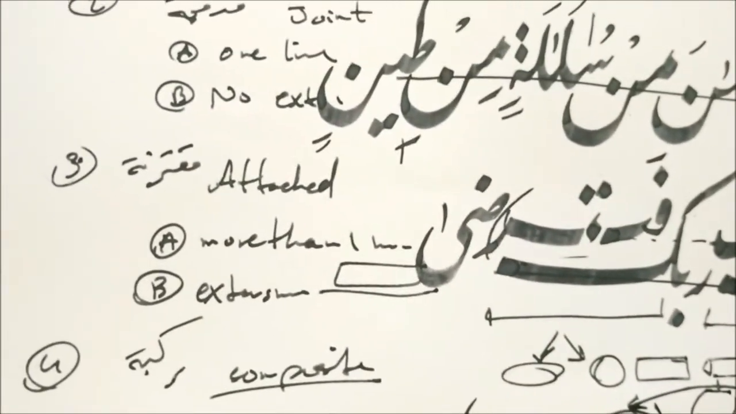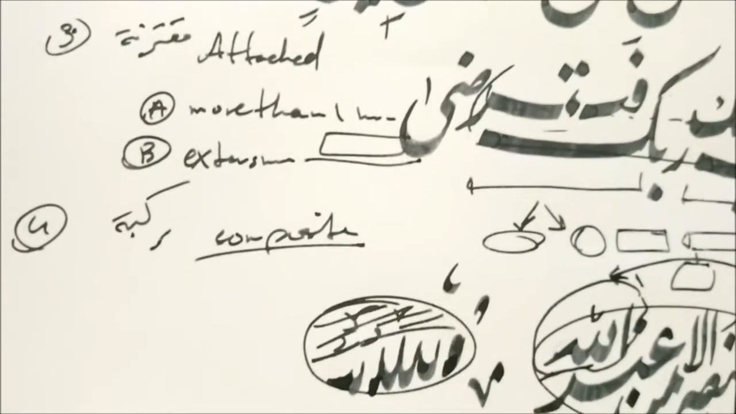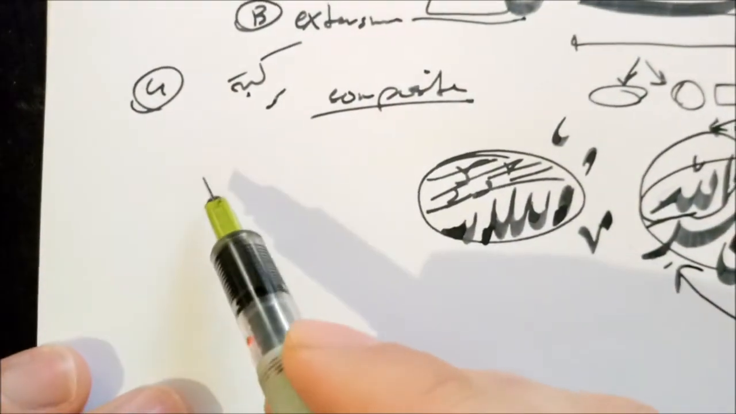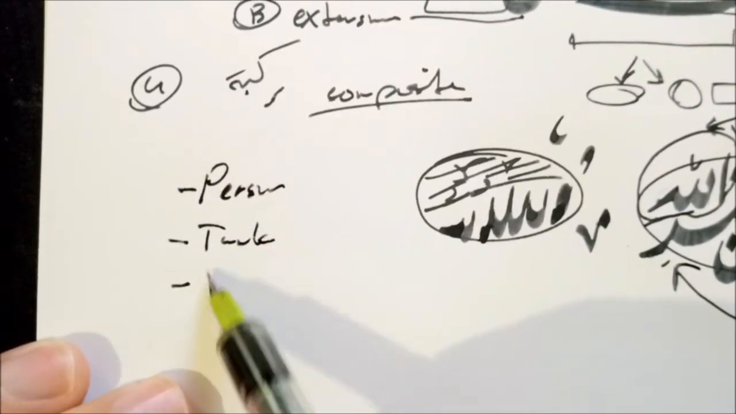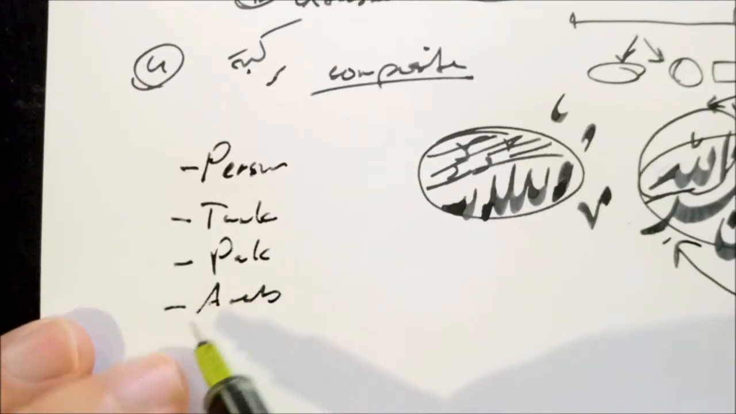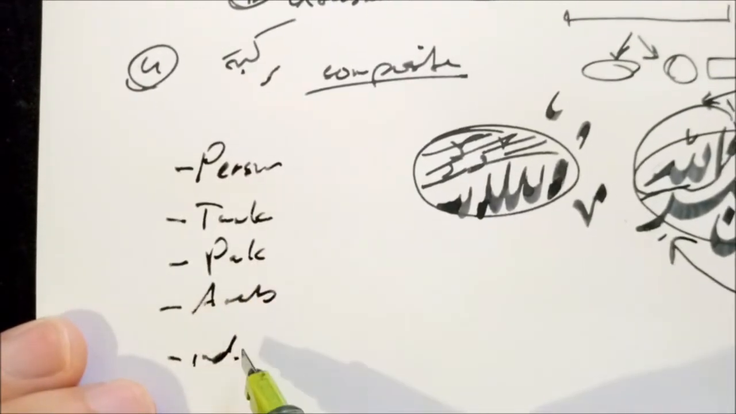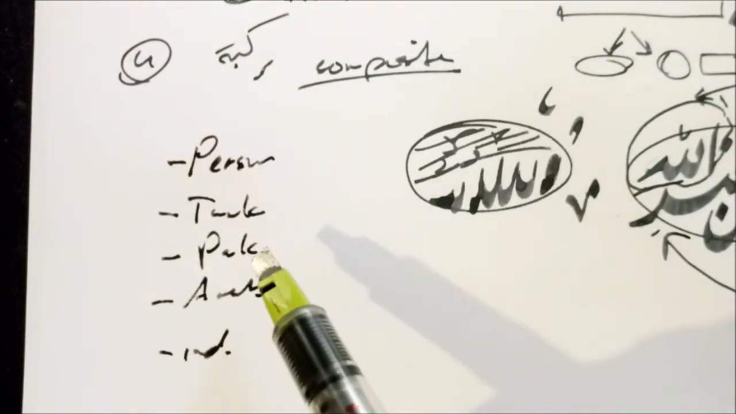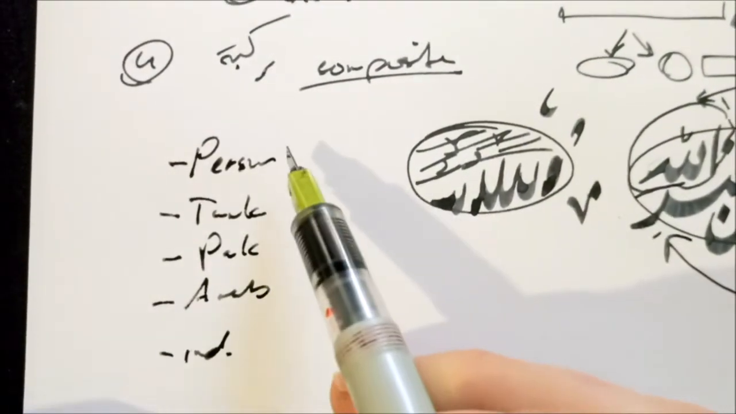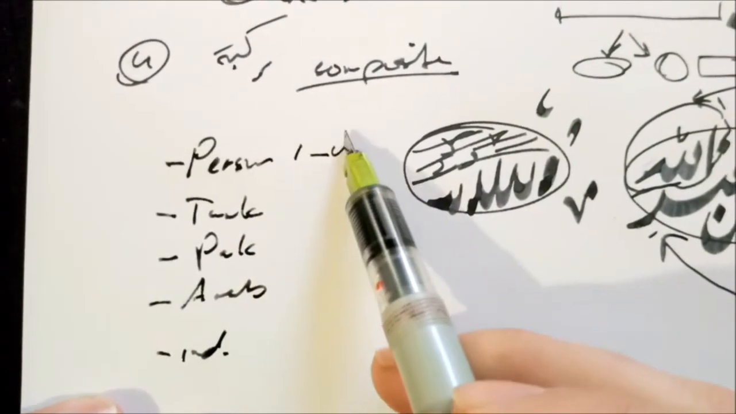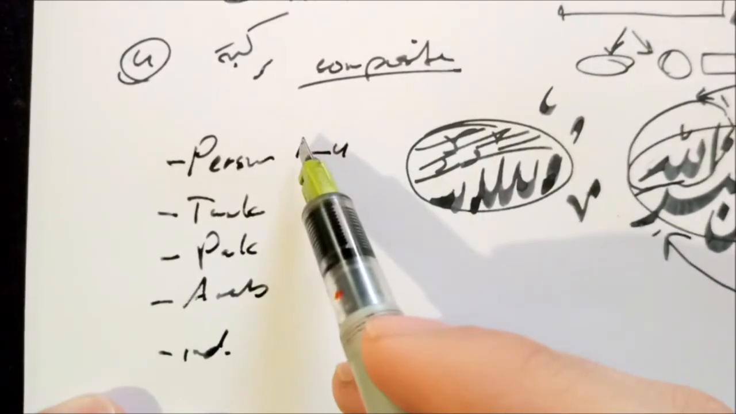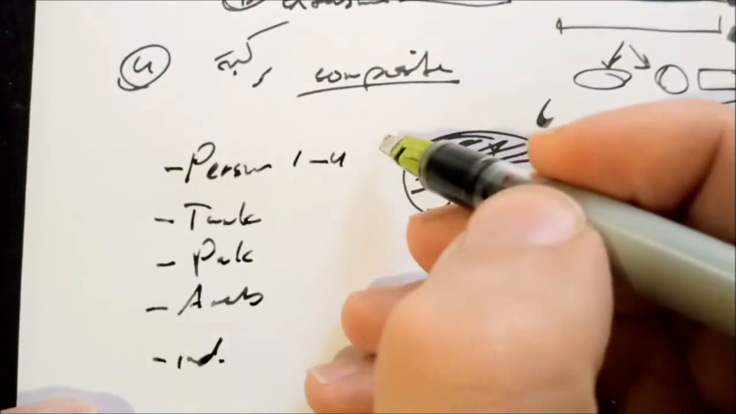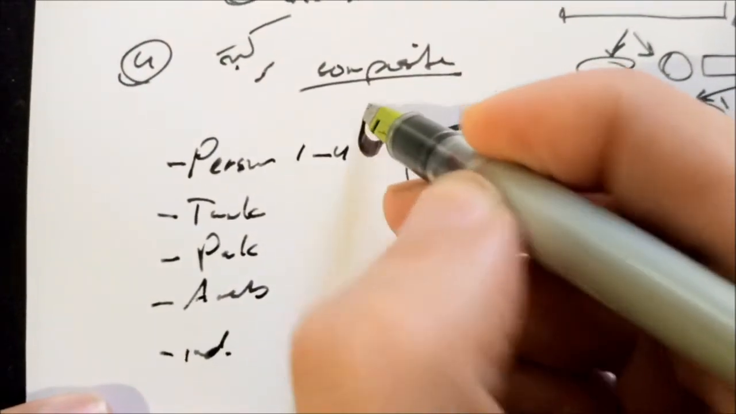Now these are the four main types. We said we've got the mursala, the mudmaja, muqtarina and murakkaba. Now there are schools of Persian script. We've got the Persian school, the Turkish school, the Pakistani school, the Arab school, and I think there's an Indian one. So each one of these has specific, let's say, specialities in them. For example, the Persian one, they use a difference between two pens, which is 1 to 4. So one is a fourth the thickness of the other, and that gives you very thin lines connected to very thick ones like this.